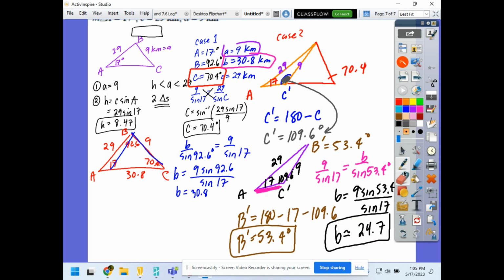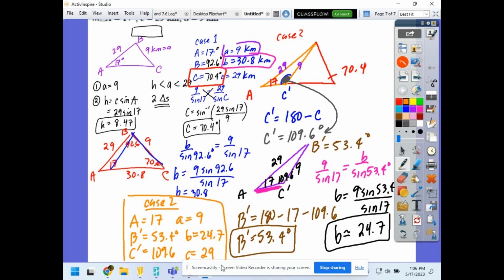So if I ask you to arrange your answer properly, so your case 2, your A still remains 17 and opposite that one is still 9. Your B prime now is 53.4 degrees and the side B here is 24.7. Your new C is 109.6 and the side C there remains the same, which is 29. So there you go. We solved case 1 and case 2 here.